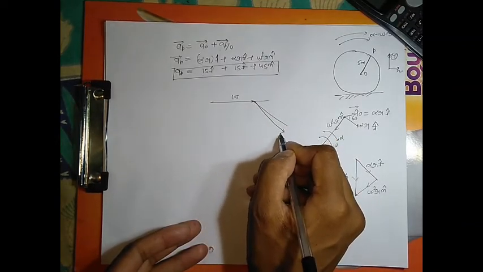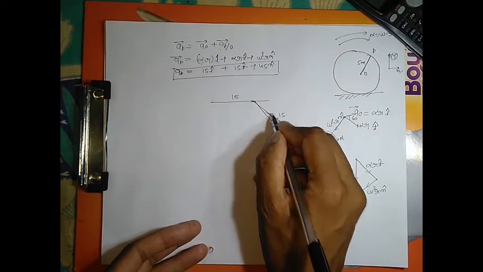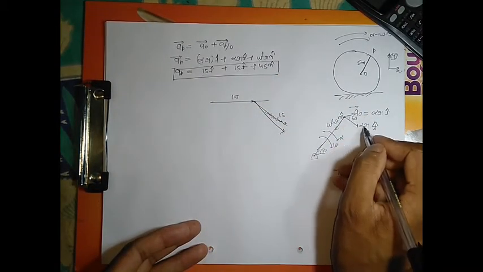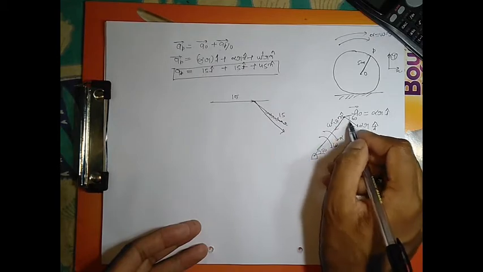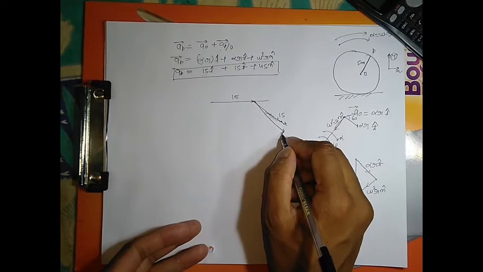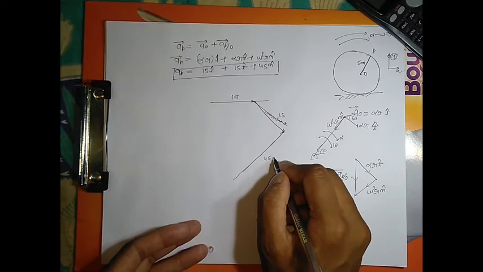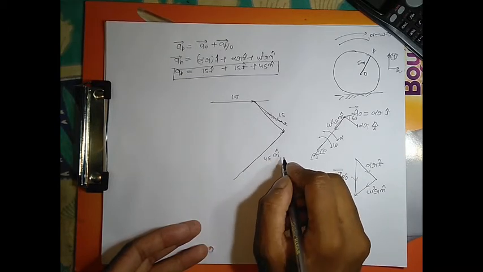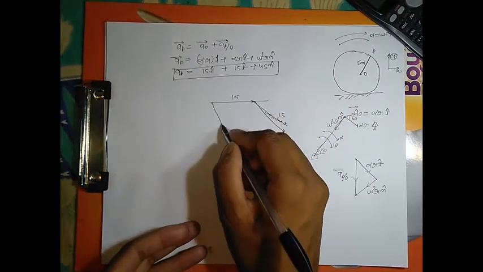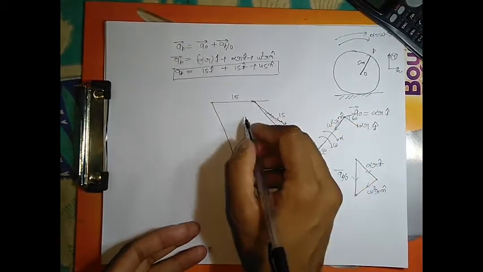Suppose this is the t cap direction and this length is 15 also. The n cap direction is perpendicular to the t cap direction. This is the n cap direction, and the length is 45. Okay, now you have to find this length.